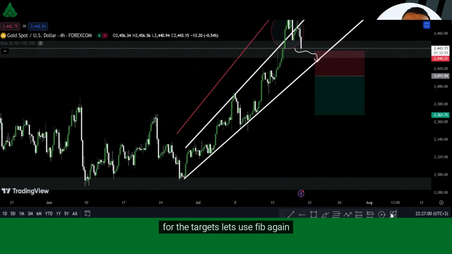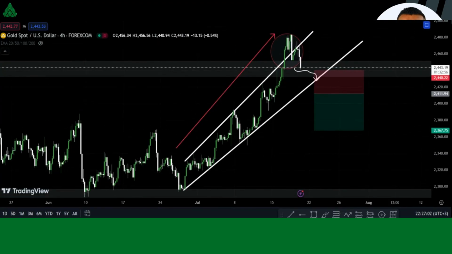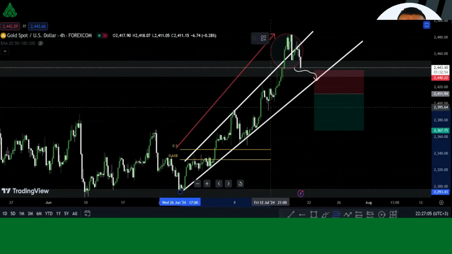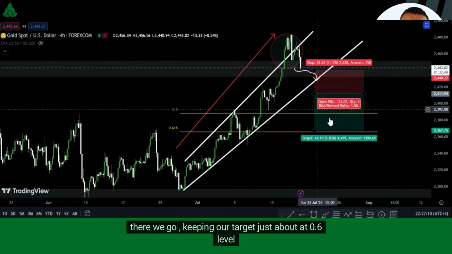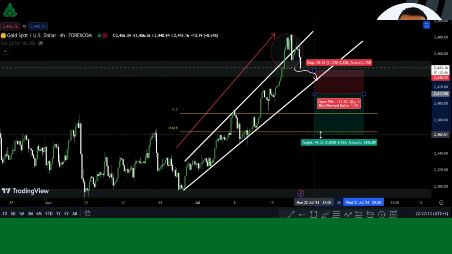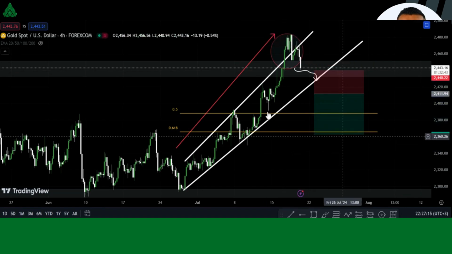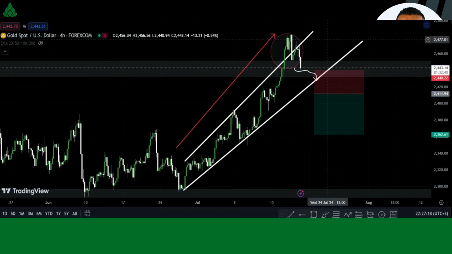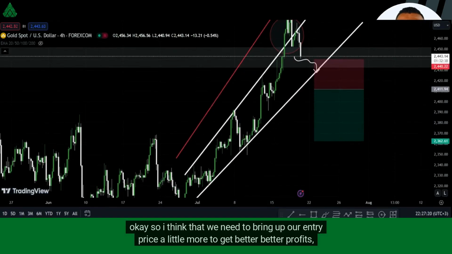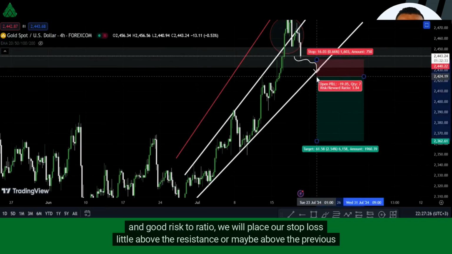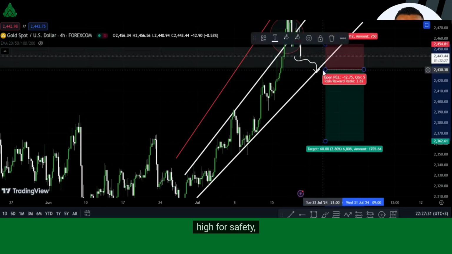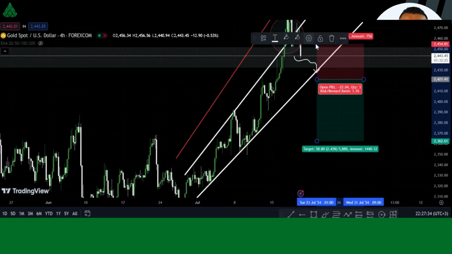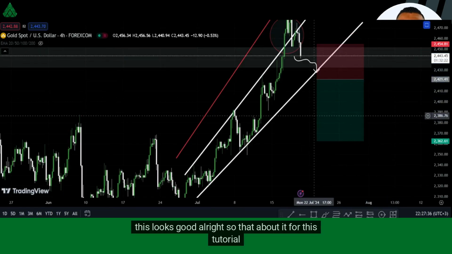For the targets, let's use Fib again. Like this. There we go, keeping our target just about at the 0.6 level. Okay, so I think that we need to bring up our entry price a little more to get better profits and a good risk to reward ratio. We will place our stop loss a little above the resistance, or maybe above the previous high for safety. This looks good, all right. So that's about it for this tutorial.